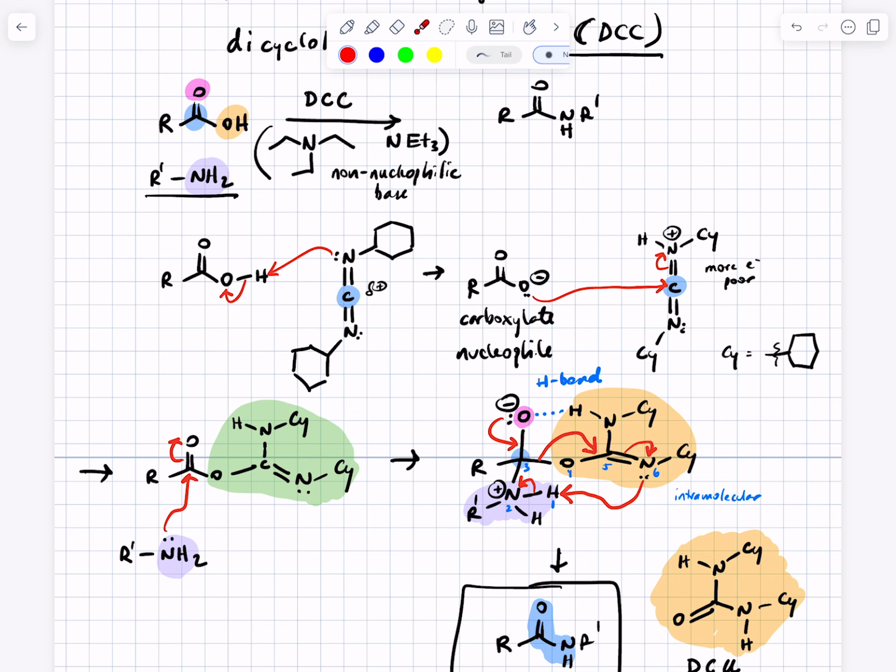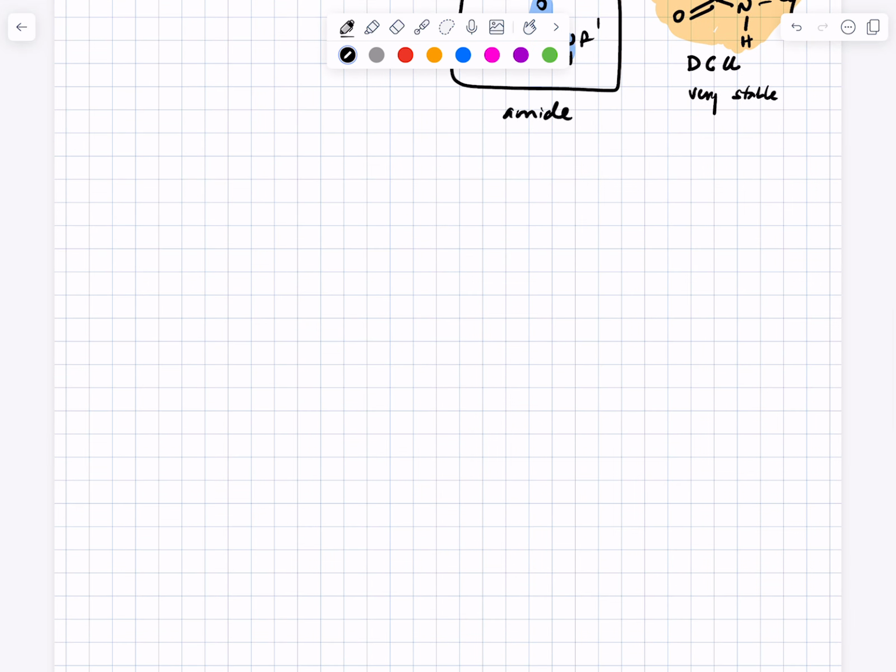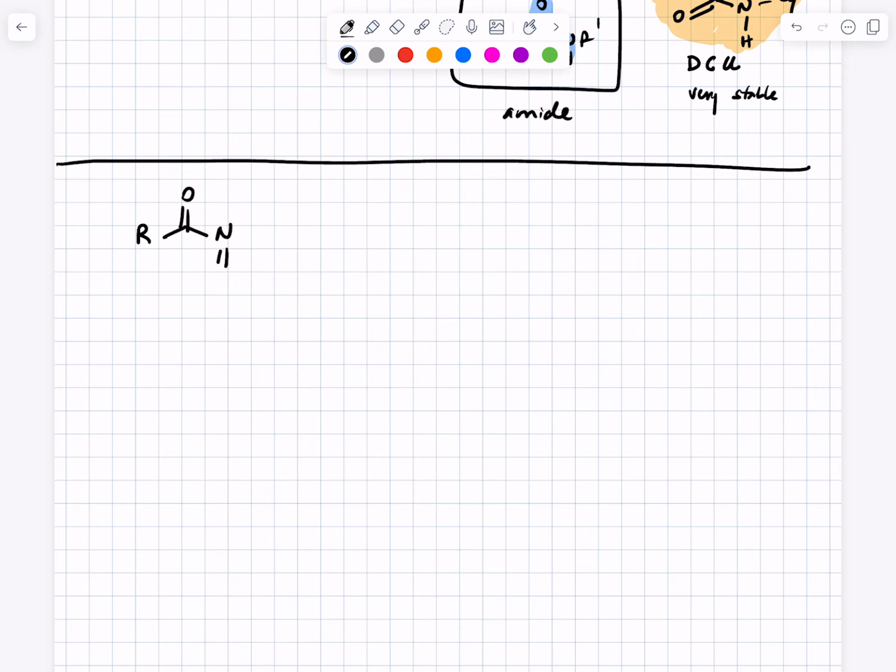Now, I think with that we have dealt with most of the reactions that carboxylic acids do. What I want to do now is spend just a little bit of time on amides, though you'll understand why we're not going to spend a ton of time on amides in just a second. So here is the structure of an amide. Recall that I've said that amides are very stable.